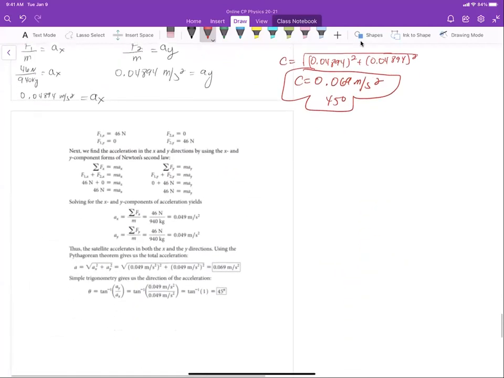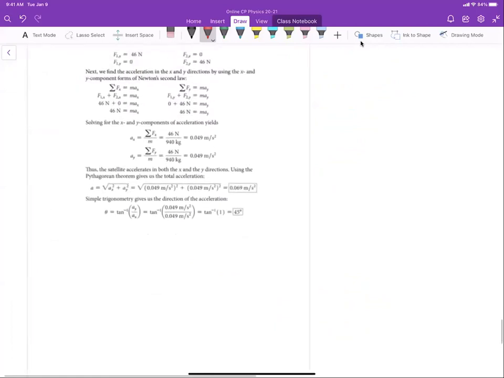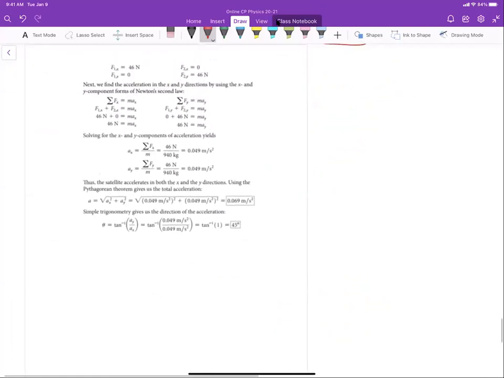Now, the assignment is to rework that problem yourself. The assignment that I have in Google Classroom, 15.1, is to rework that problem using F1 equal to 55 newtons and F2 equal to 40 newtons. Sum the forces in the y direction, sum the forces in the x direction, find the acceleration in each of x and y, and then solve for the actual acceleration and the direction.